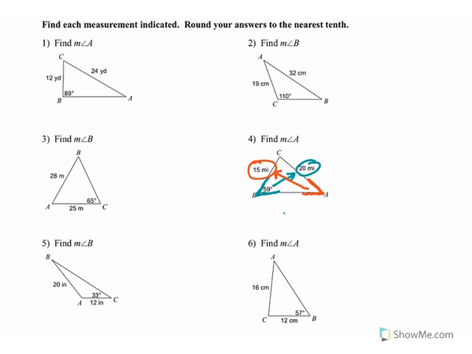Just to make sure, B goes with 20 and C goes with 59, right? Or is it? And A goes with... Wait, B is 59, yeah. And then the one that's across from it is 20, right? A doesn't have one, but the one across from it is 15. Okay. Sine. So the sine of 59. And which one goes under it? Yep, 20.